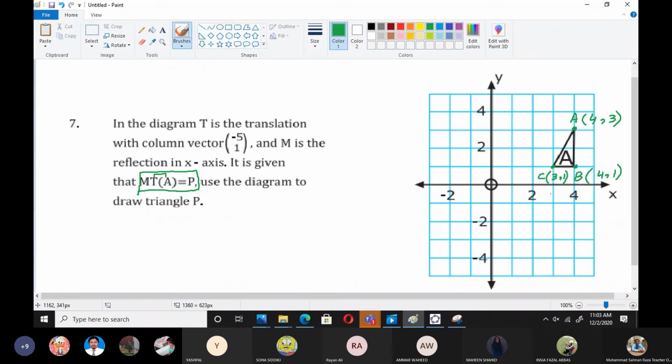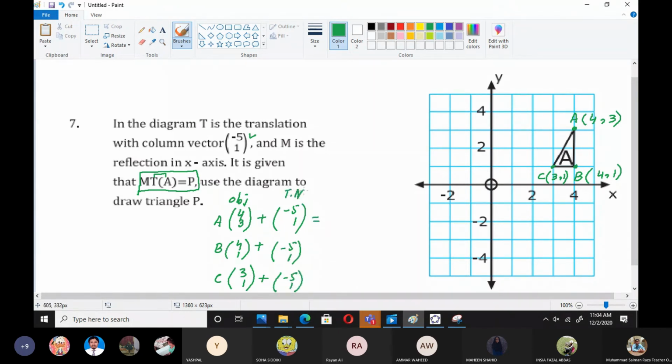And what I'm going to do, I know that the translation matrix is hiding here. So I am going to write the object here. The object is (4, 3), which is A, and B is (4, 1), and C is (3, 1). And I'm going to add the translation matrix to it: minus 5 and 1, minus 5 and 1, and minus 5 and 1. And what am I going to get?